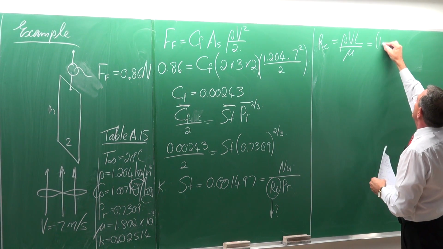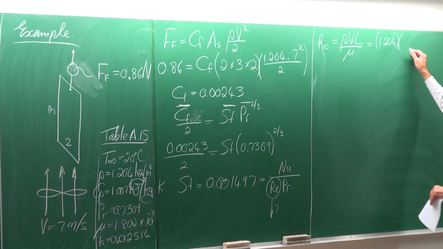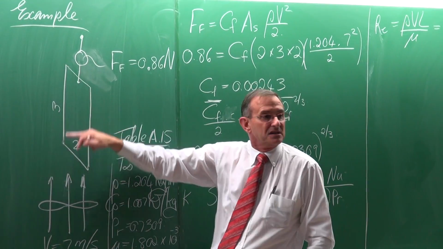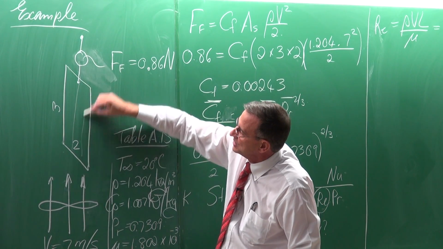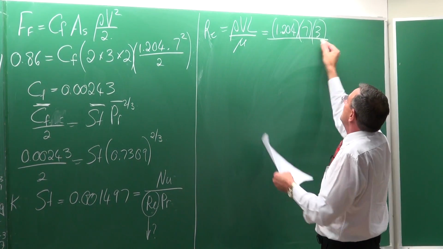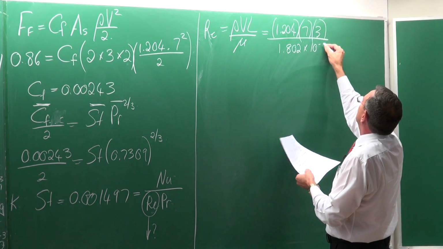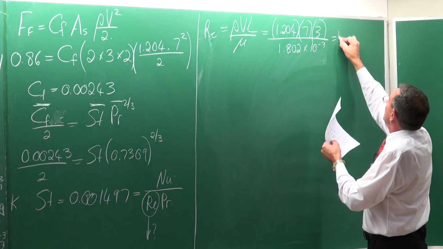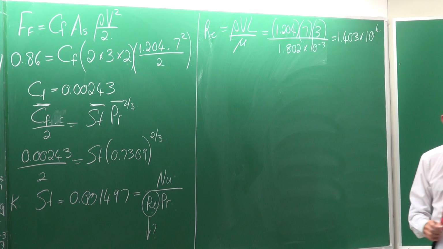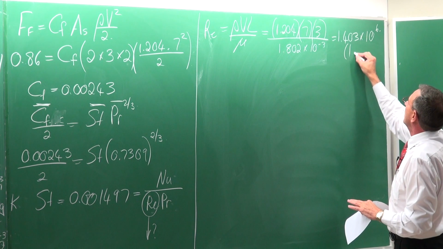The density of the air is equal to 1.204. The velocity of the air over the plate is 7. The length of the plate is 3 meters over which it flows. It flows in this direction. So we want that characteristic length, divided by the viscosity, which is 1.802 multiplied by 10 to the minus 3, and it gives us a Reynolds number of 1.403 multiplied by 10 to the 6. Very close to turbulent flow, but let's assume in the meantime this is still laminar flow.